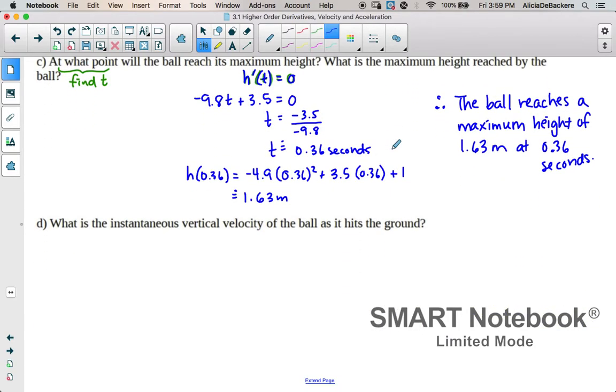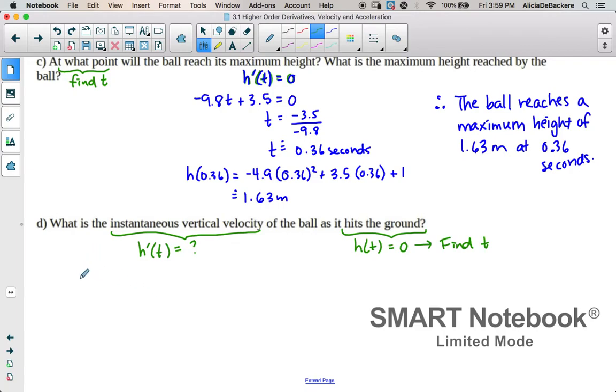All right, the last part of this question is, what is the instantaneous vertical velocity of the ball as it hits the ground? So we want to know, what does this guy equal as the ball hits the ground? If the ball is hitting the ground, then the height of the ball has got to be equal to 0, right? So h at t equals 0. So what we're going to do is take this information, find the t value that makes this true, and then plug it into the derivative.